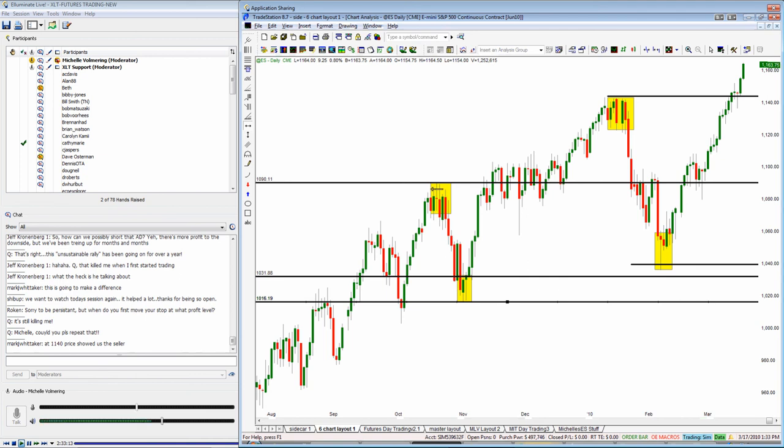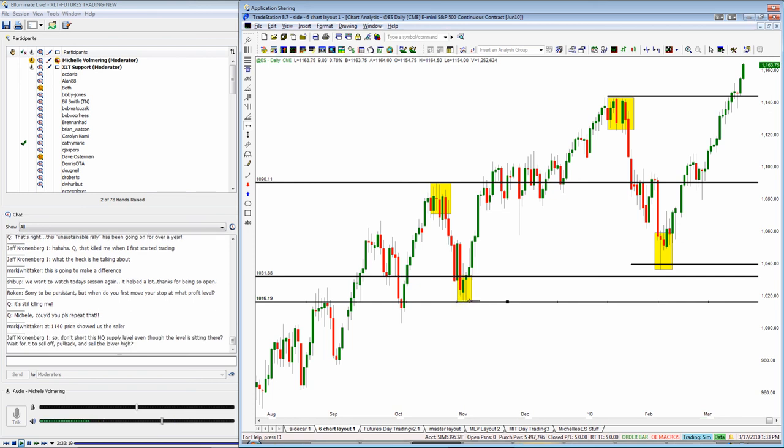Every one of these swing highs has to be broken through in order for an uptrend to continue on the high side, and every one of these swing point lows has to be broken in order for confirmation of a downward move.